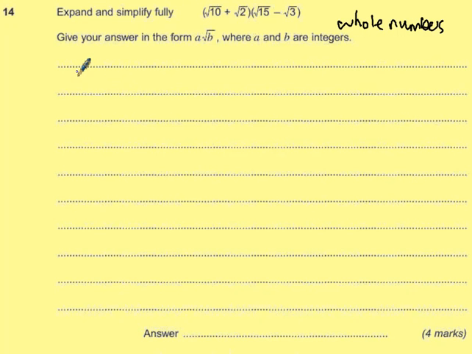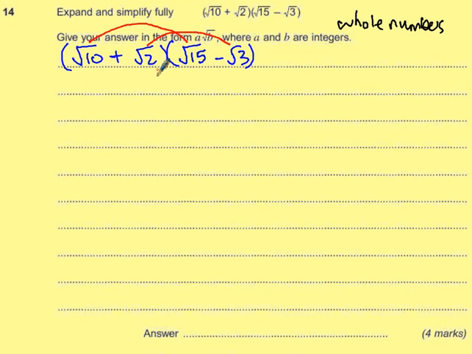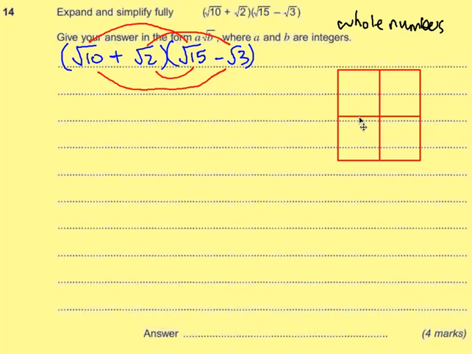So we need to expand square root of 10 plus square root of 2, expand the double brackets, square root of 15 minus square root of 3. Now whether you want to utilise the eyebrows, nose and mouth method to get a smiley face, or whether you would like to use grid multiplication, which I'm going to utilise here, is entirely up to you.